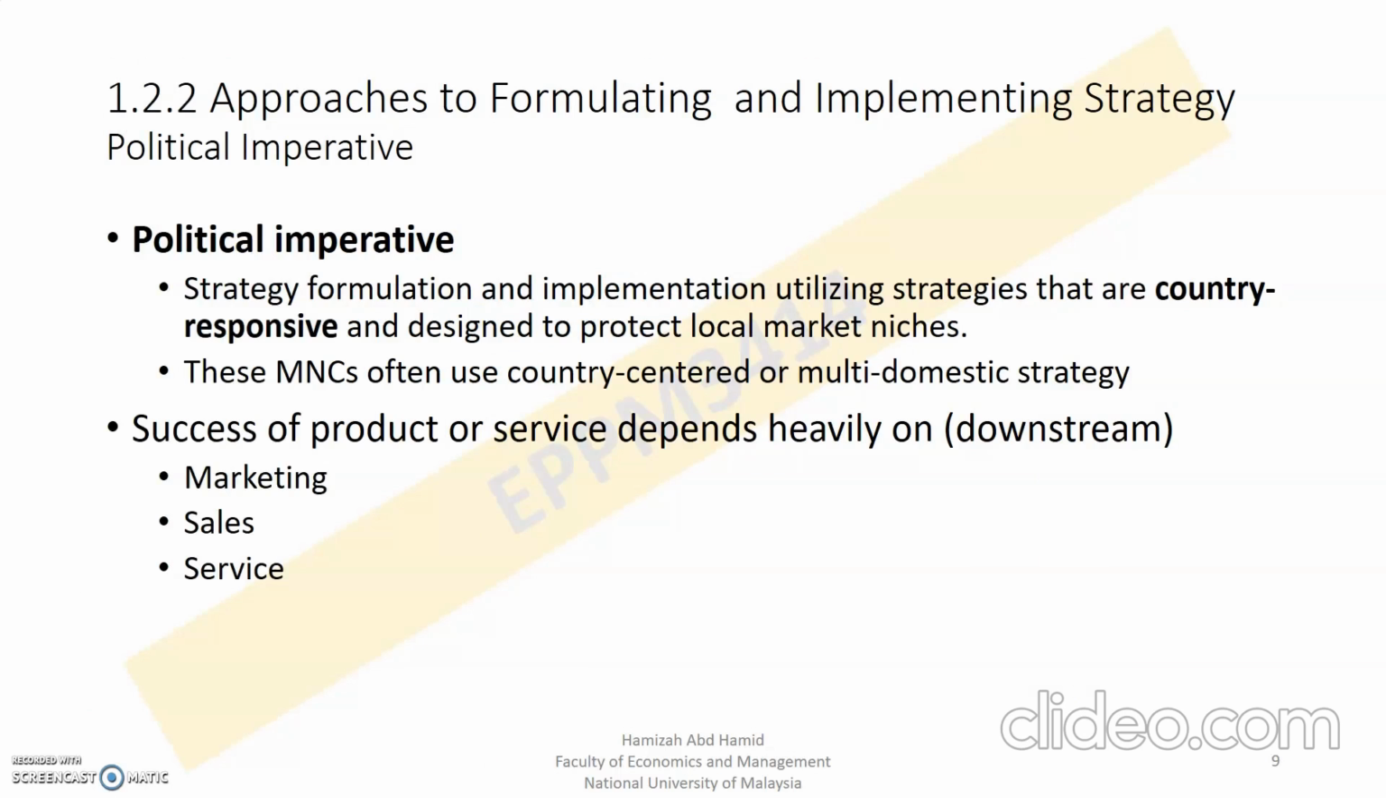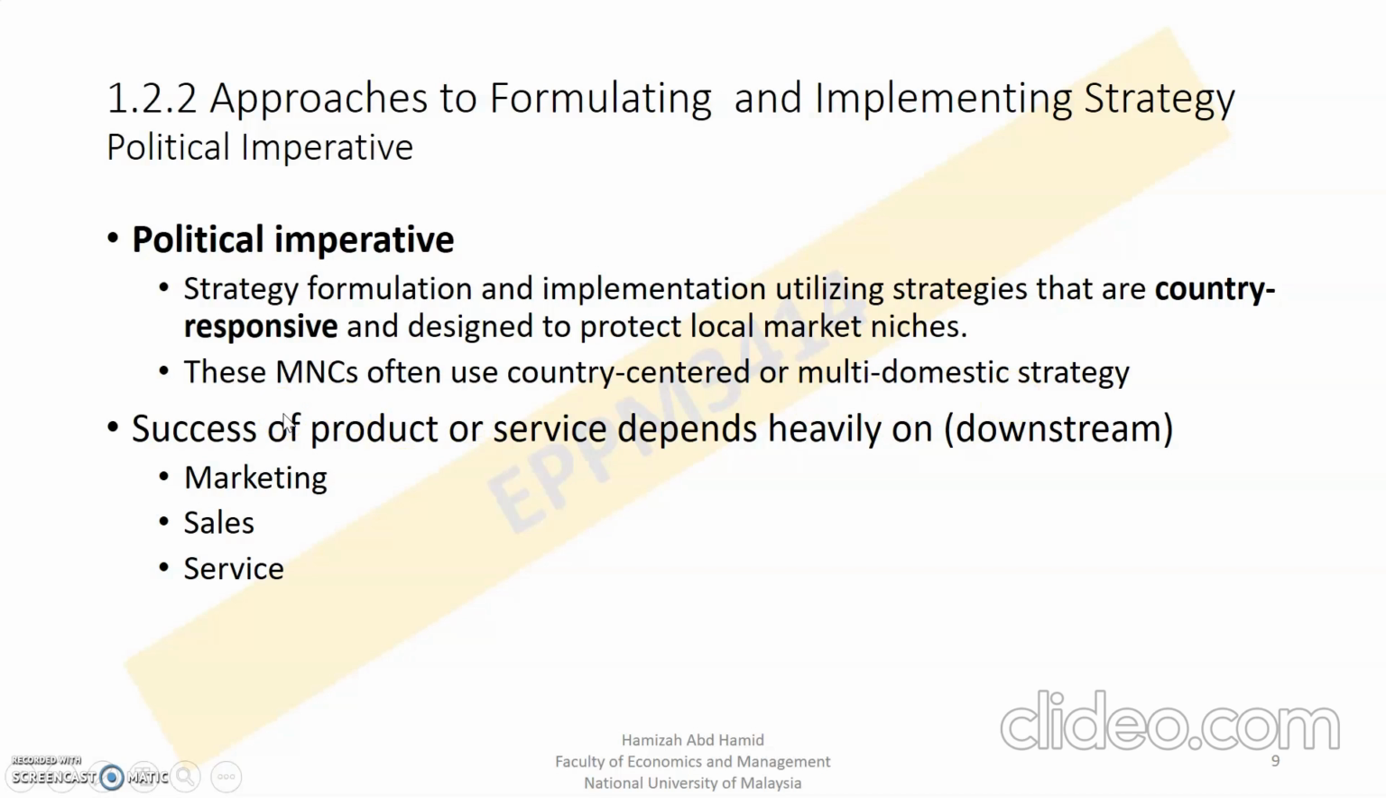The second imperative is the political imperative. Political, from the root word poly. Poly means many. So here, political imperative means strategy formulation and implementation utilizing strategies that are country responsive. They are also designed to protect local market niches. So multinational companies that choose this type of imperative use a country-centered or multi-domestic strategy.